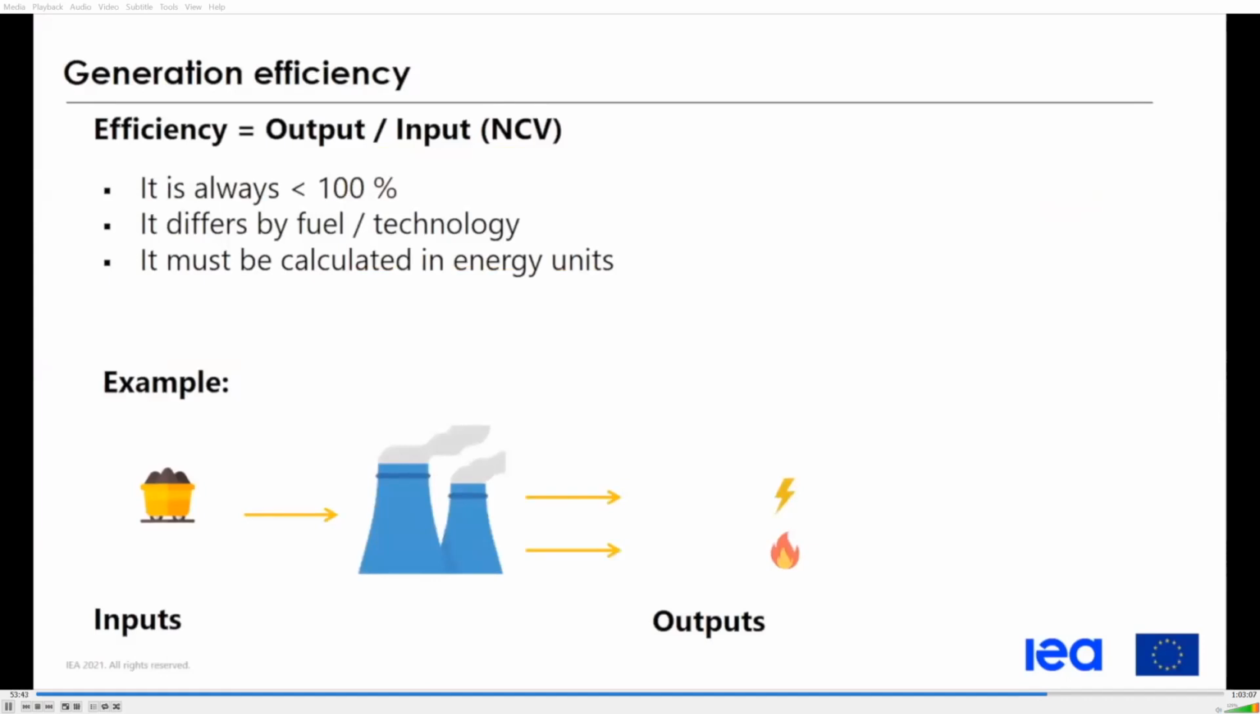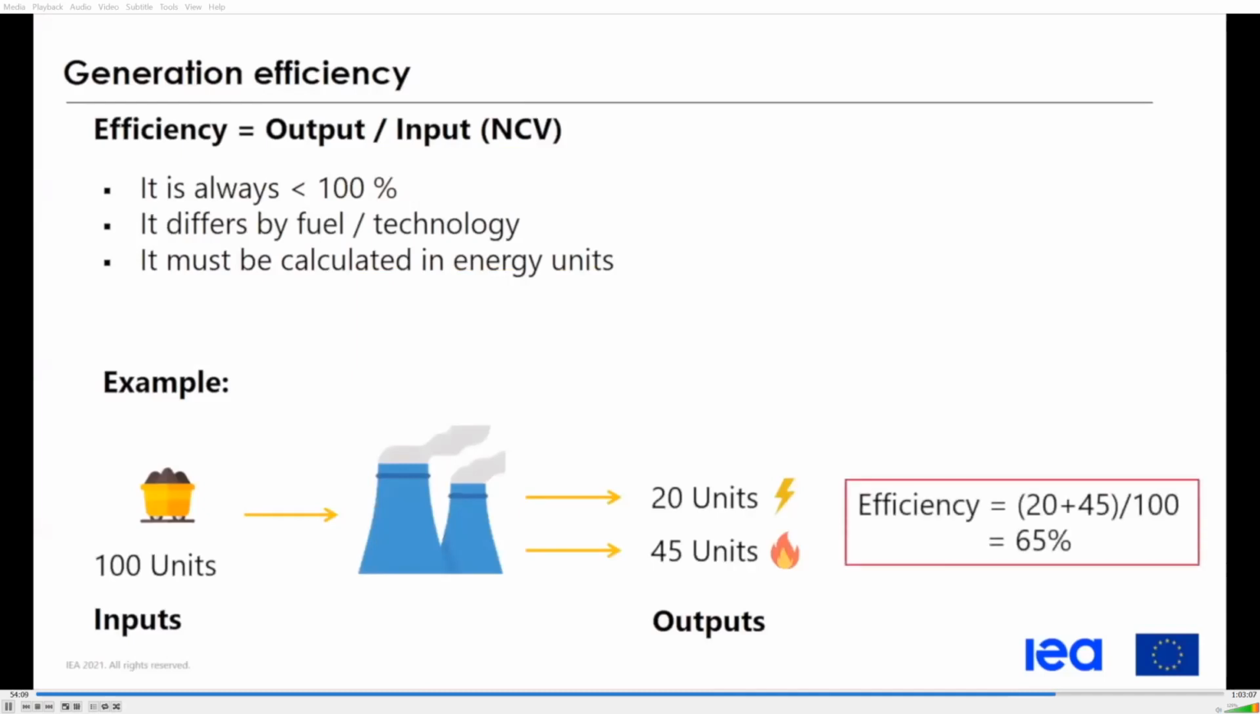The efficiency will differ by fuel or technologies. And once again, you must calculate your efficiency in energy unit every time you can. So, for example, an input of 100 units into a power plant would have an output of 20 units of electricity plus 45 units of heat. And if you calculate the efficiency, considering it's all in the same unit, you have a 65% efficiency.